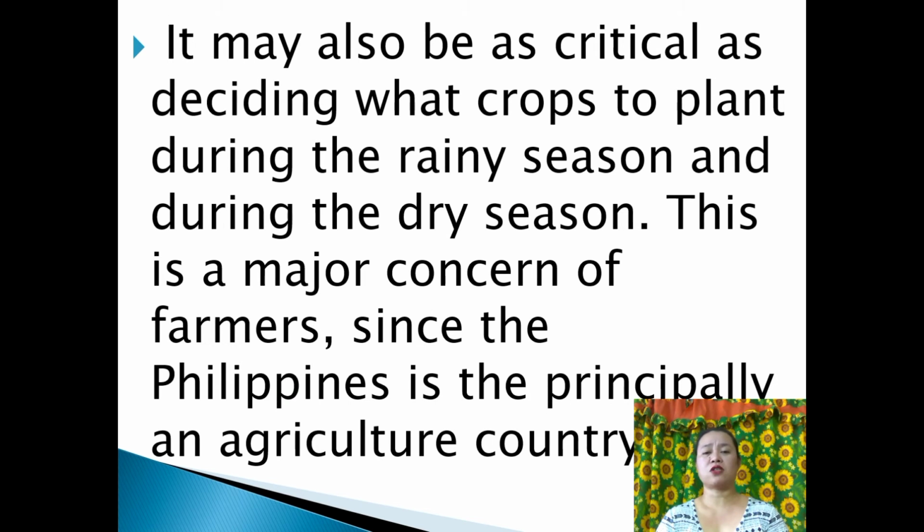It may also be as critical as deciding what crops to plant during the rainy season and during the dry season. This is a major concern of farmers since the Philippines is principally an agricultural country.